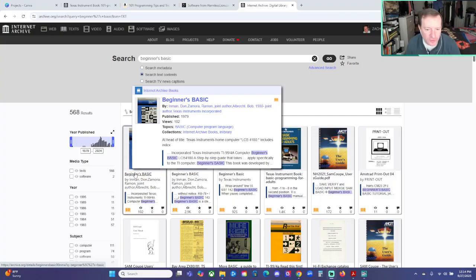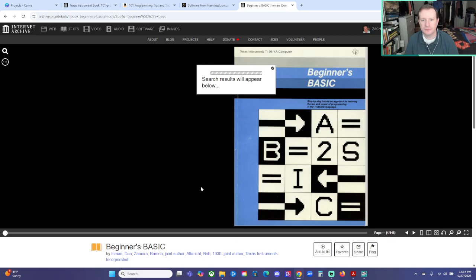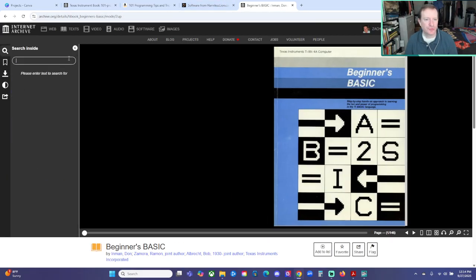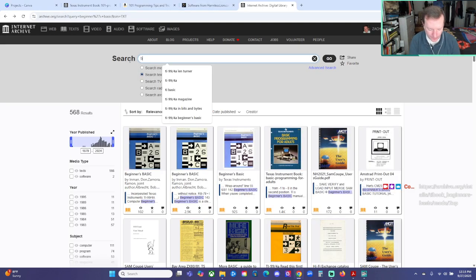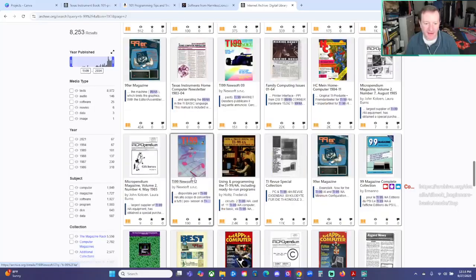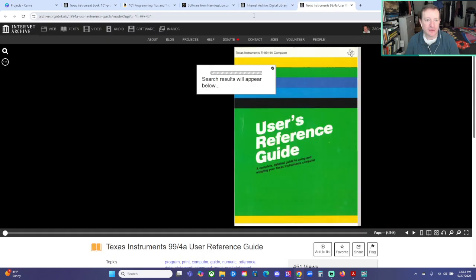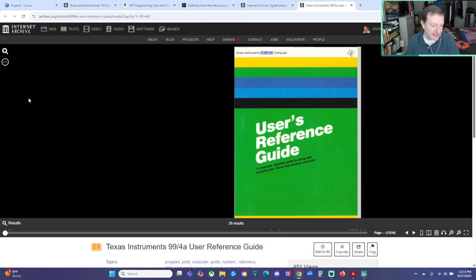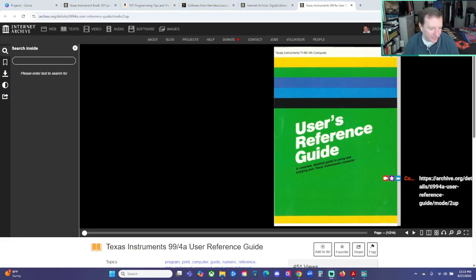Okay, on archive.org, we've got Beginner's Basic. This is the manual that came with the TI-99 4A. And I think there was also this user's reference guide that had a complete account of the... yeah, here it is right here. Let me put this in the chat as well. This book has a complete overview of all the commands in TI Basic. So there you go. That's everything you need.